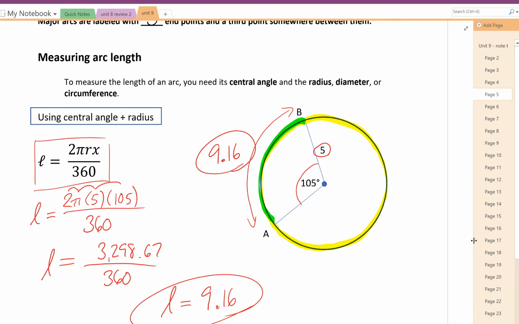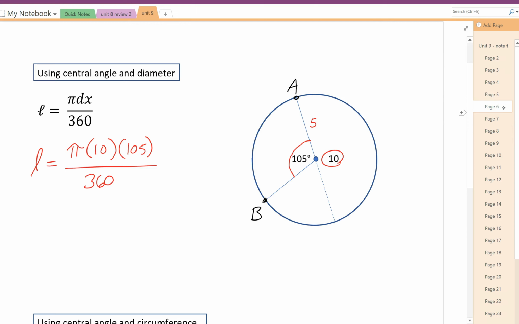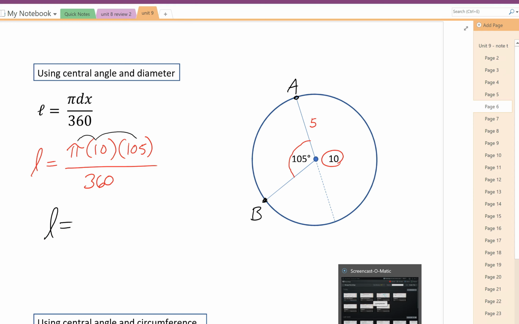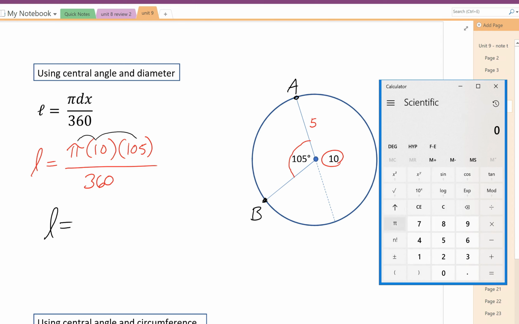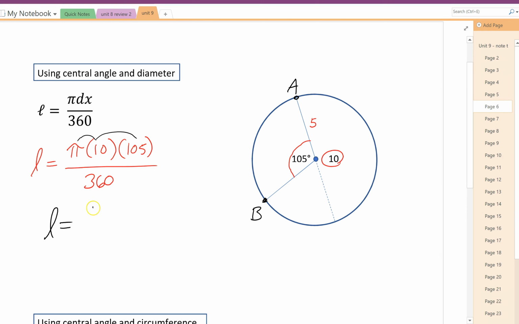Yeah. So for this one, I should get about 9.16 if I do this correctly. All right, well, now I just have to multiply pi times 10 times 105 for the top. Pi times 10 times 105 equals the same numbers I got before when I multiplied the top, which is what I should get, 3298.67 divided by 360, and that's just going to equal 9.16.